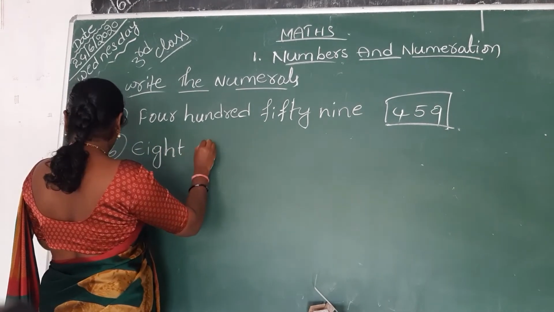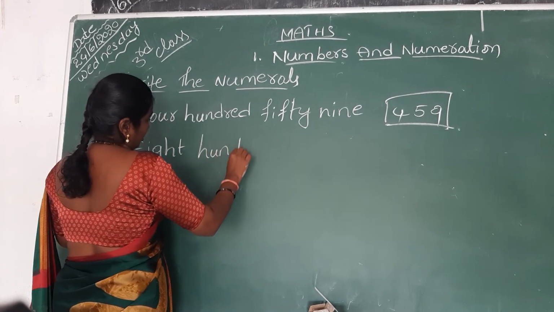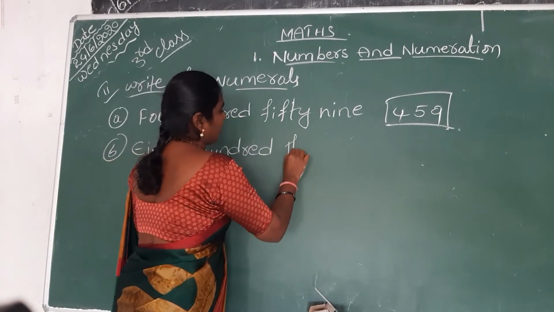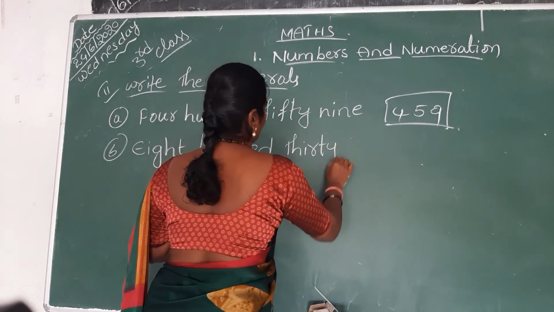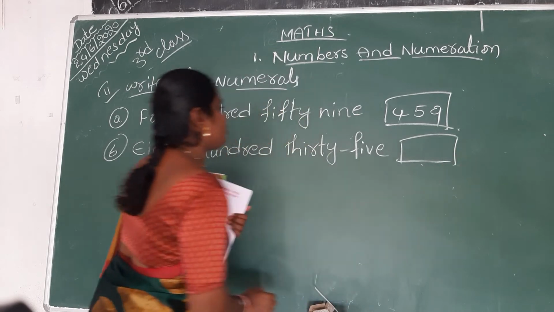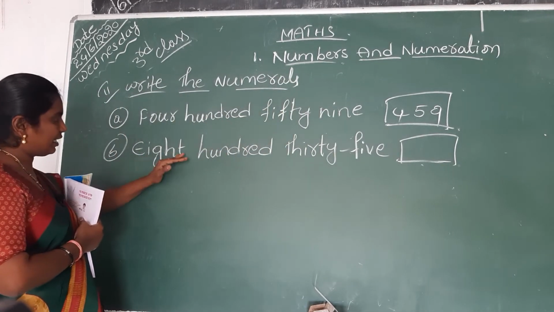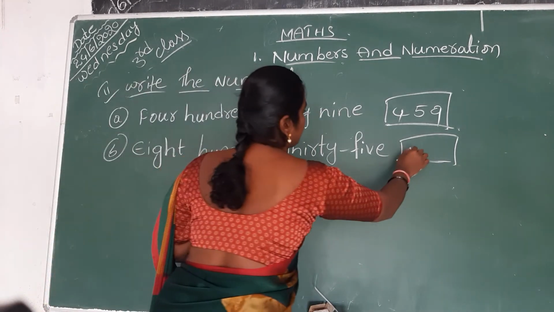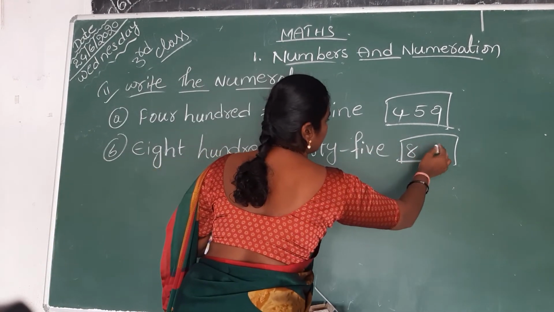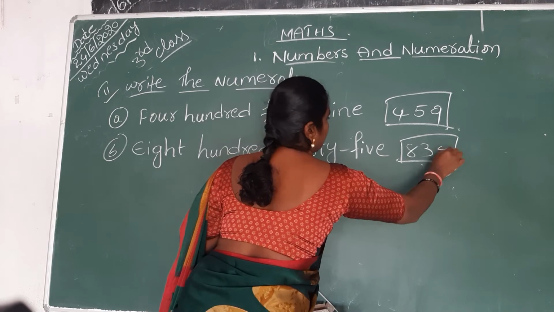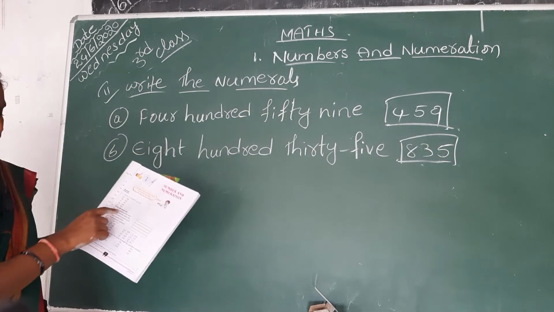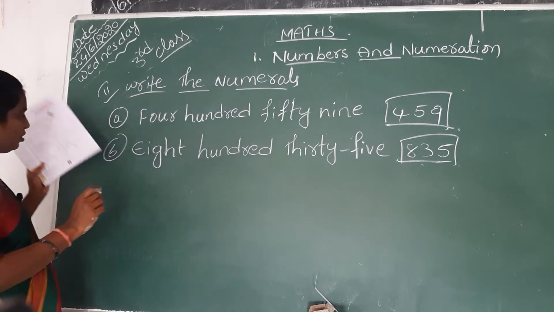8, 3, 5. Write the number. So first, the hundreds place: 800. The hundreds place number is 8. Next, 30. 30 means 3 is in the tens place. 5. 835. So the remaining three problems you have to do yourself.